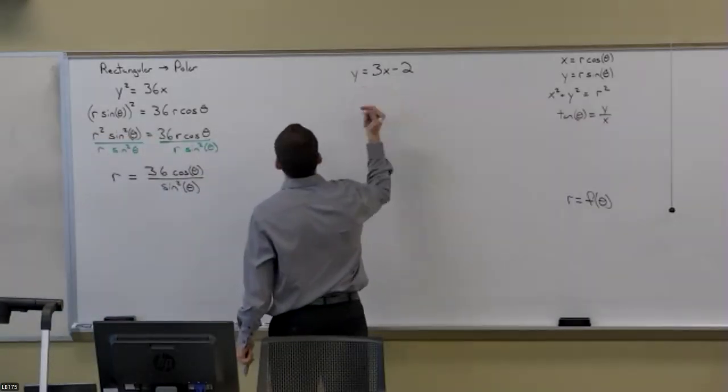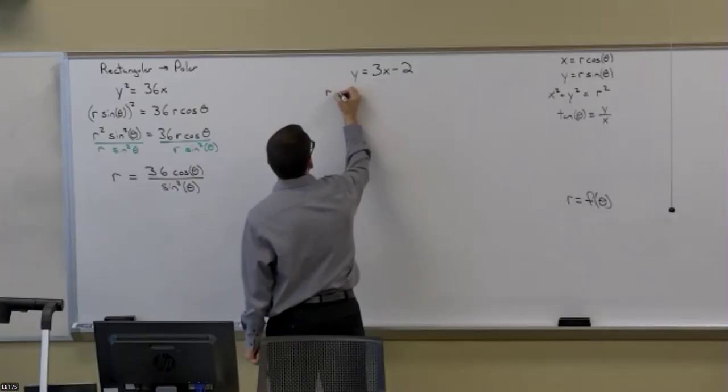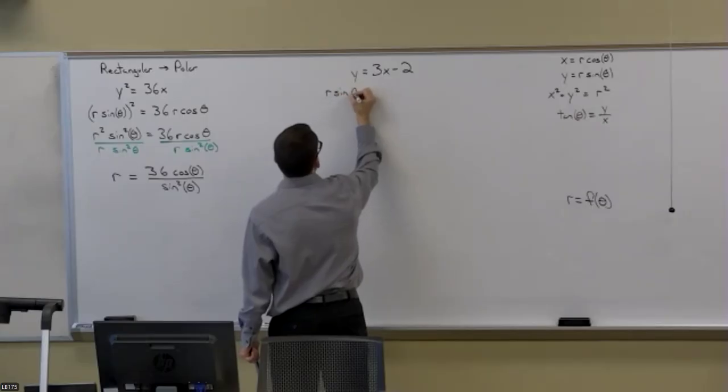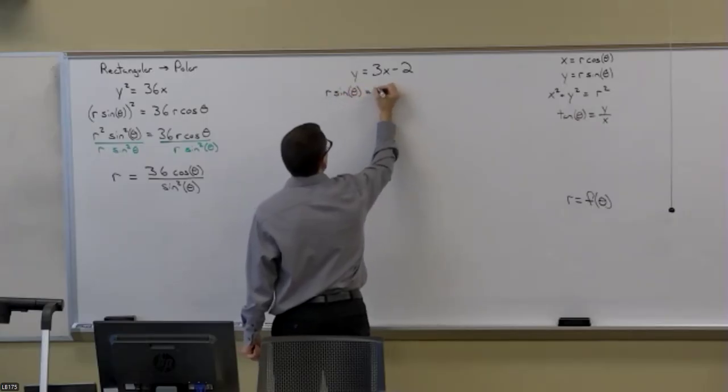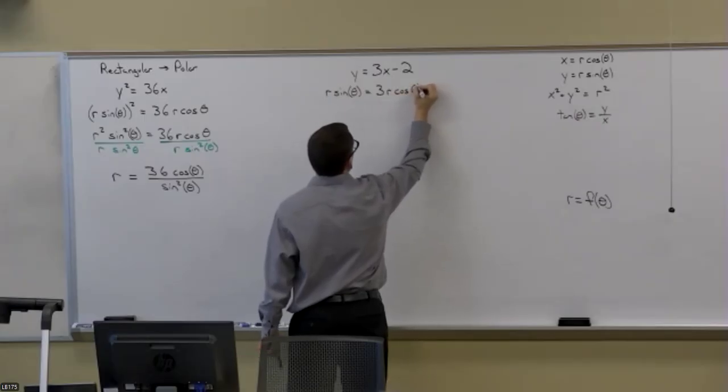Now on this one, I would do the same thing to start out with. Replace the y with an r times sine of theta. Replace the x with an r times cosine of theta.